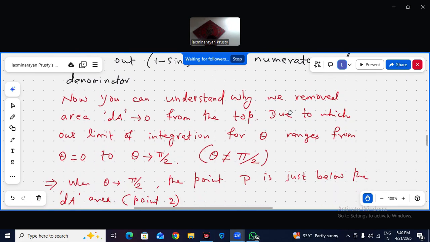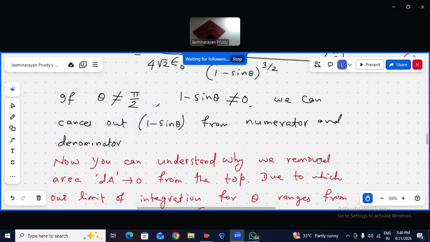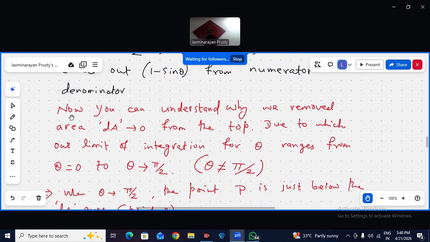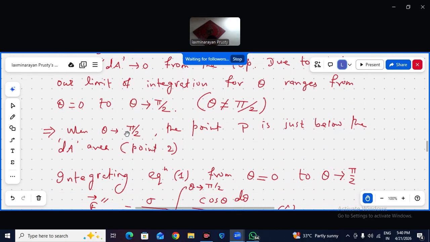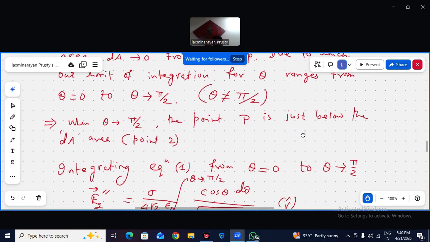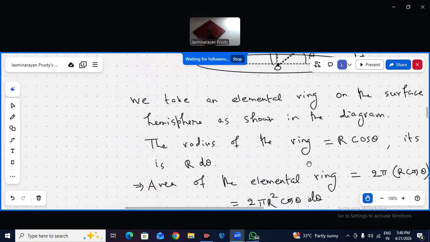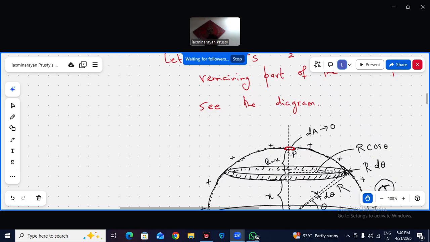So क्या रहेगा भाई, क्या रहेगा ये, देखेंगे क्या मैंने लिखा है रेड में. Now you can understand why he removed dA from tending to 0 from the top, due to which our limit of integration for theta ranges from 0 to theta tending to pi by 2, not equal to pi by 2. Equal to pi by 2 तो हम लोग फंस जाएंगे भाई. When theta tends to pi by 2, the point P is just below the dA area. When theta tending to pi by 2, then when equal to pi by 2, you come to the surface. But when just tending to pi by 2, just below the surface, this point P on the axis.